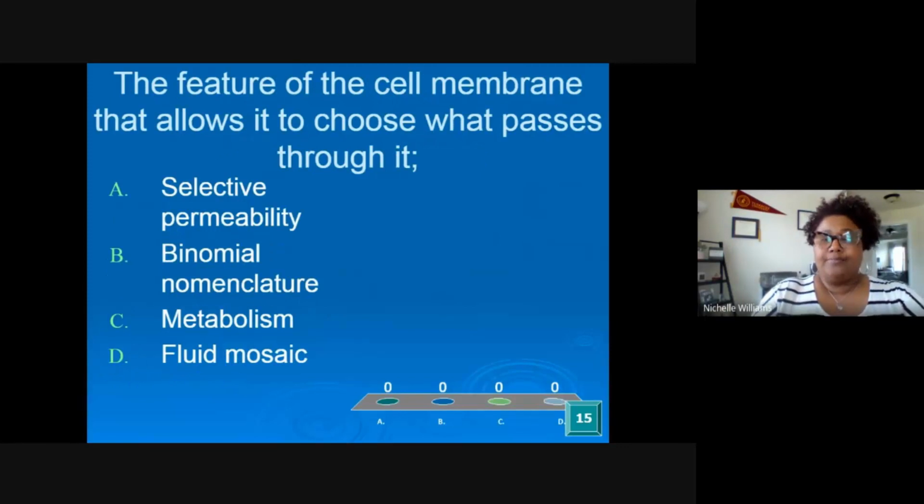All right. This one everybody should remember, because we had a big discussion about this yesterday. The feature of the cell membrane that allows it to choose what passes through it. All right. If you'll chat your answer in. All right. Everybody got this one really quickly. We spent a lot of time talking about this yesterday. Yes, selective permeability.